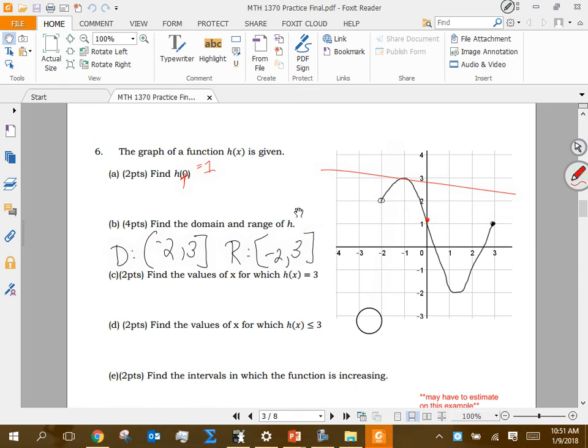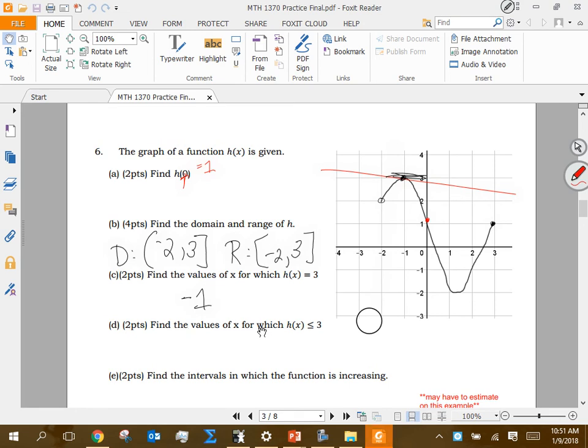So that's my range. It says find the values of x for which h of x equals 3. They're asking what input values will give you a y value of 3 back. Well, there's a y value of 3 right there. So we're looking for the x value that provides that, and that x value is -1.